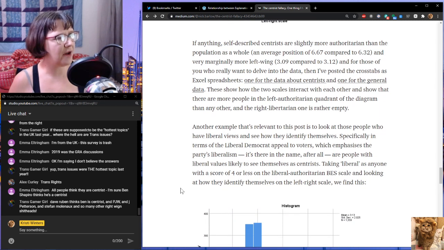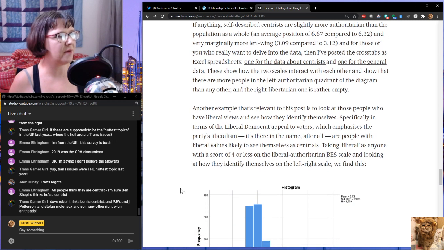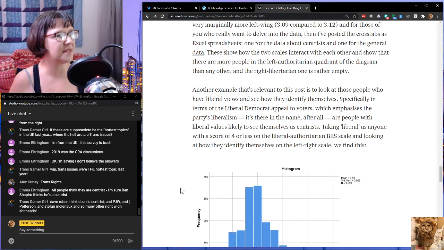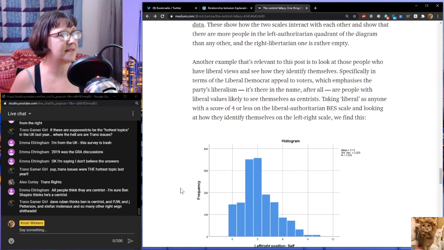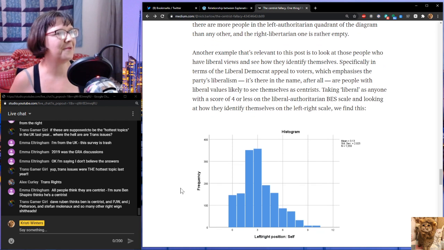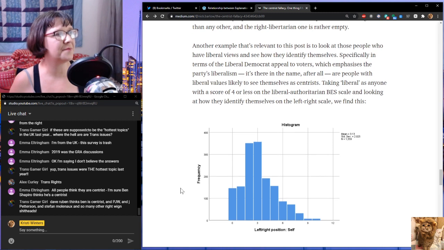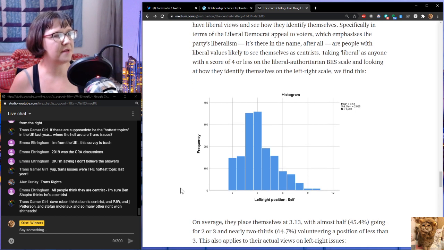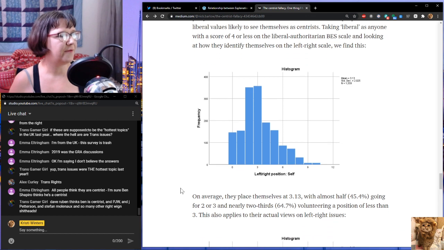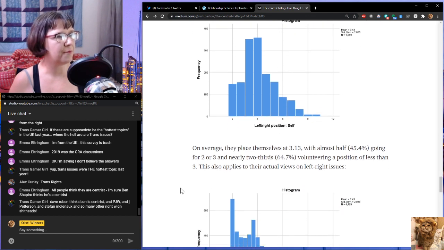Another example of how relevant this is: let's look at people who have liberal views and see how they identify themselves, specifically in terms of the Liberal Democrat appeal to voters, which emphasizes the party's liberalism. It's there in the name, after all. Are people with liberal values likely to see themselves as centrist? Taking liberal as anyone with a score of 4 or less on the libertarian-authoritarian scale and looking at how they identify themselves on the left-right scale, we find that on average they place themselves at 3.13.